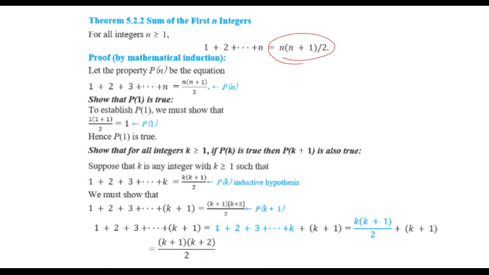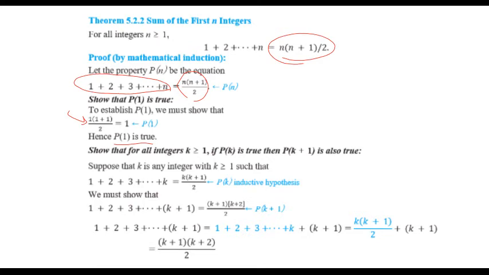As the first step, or basis step, we need to prove that P of 1 is true, right? For P of 1, the left hand side of the equation is only 1, and on the right hand side we have 1 times 1 plus 1 divided by 2, which is 1. So both sides of the equation that defines the property P of n are equal for n equal to 1, so we can conclude that P of 1 is true. So we are done with the first step.